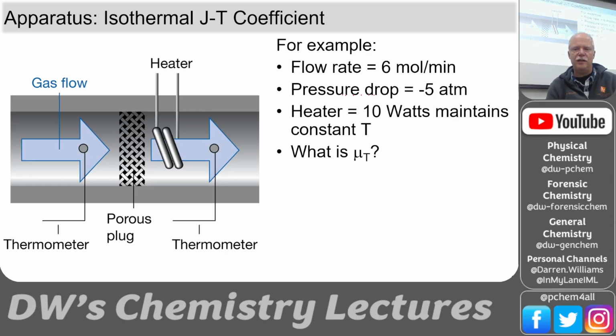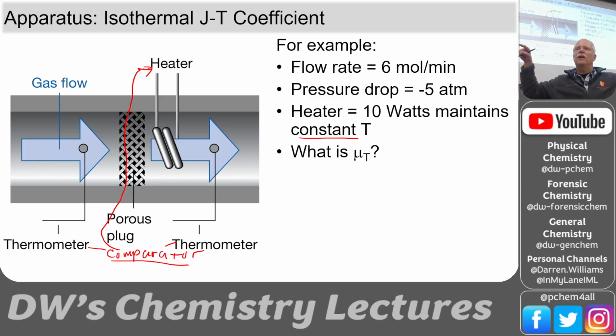We have a gas flowing at 6 moles per minute. We have a pressure drop of negative 5 atmospheres. To maintain the constant temperature, we have 2 thermometers with an op amp comparator comparing these two thermocouples, and that comparator is telling us how much heat to turn on. So the heater is being controlled by this circuit that's measuring the two temperatures. If we know how much current went through a resistance, we know how much energy we put into the system. So this heater's running at 10 watts to maintain a constant temperature.